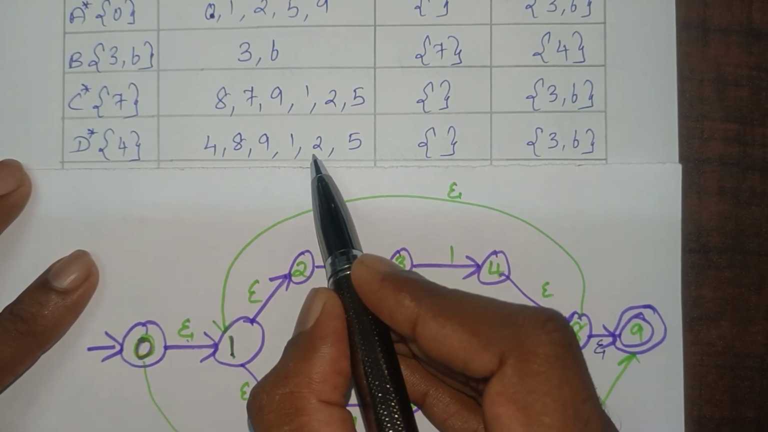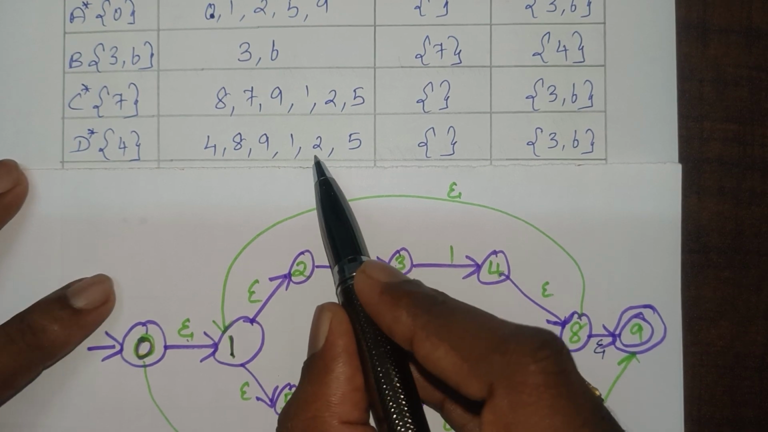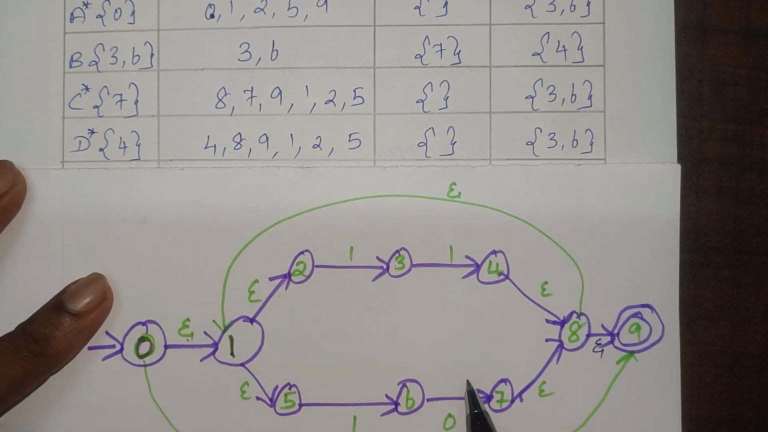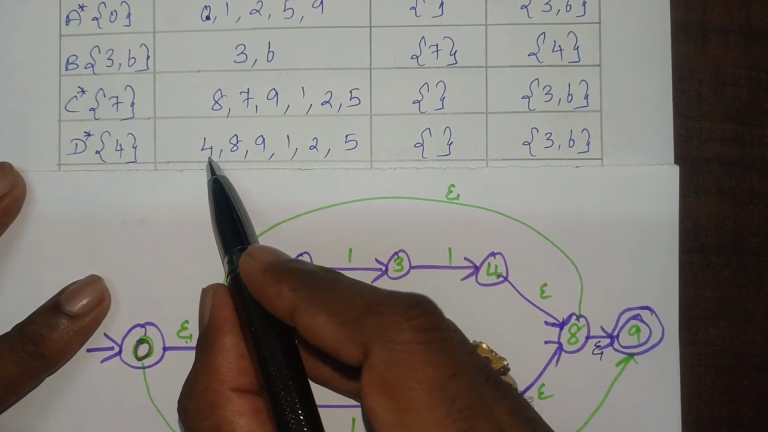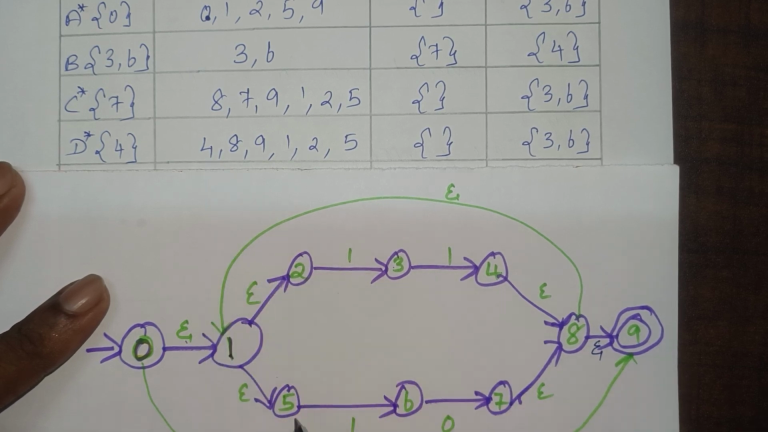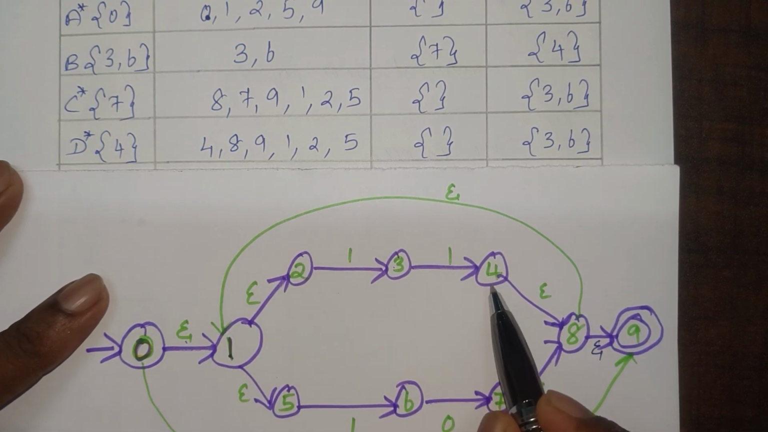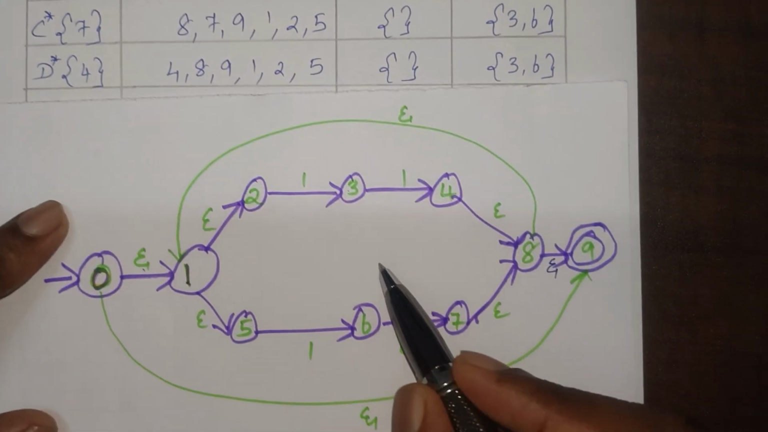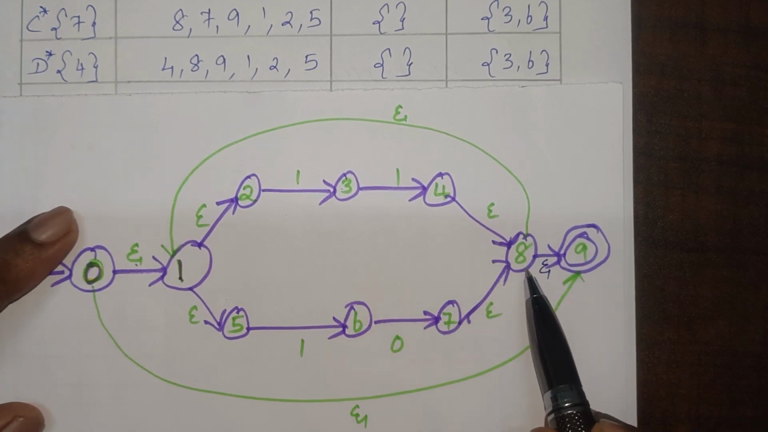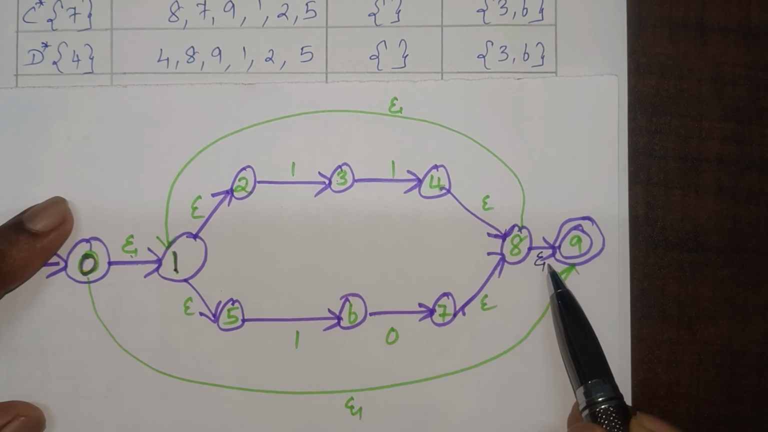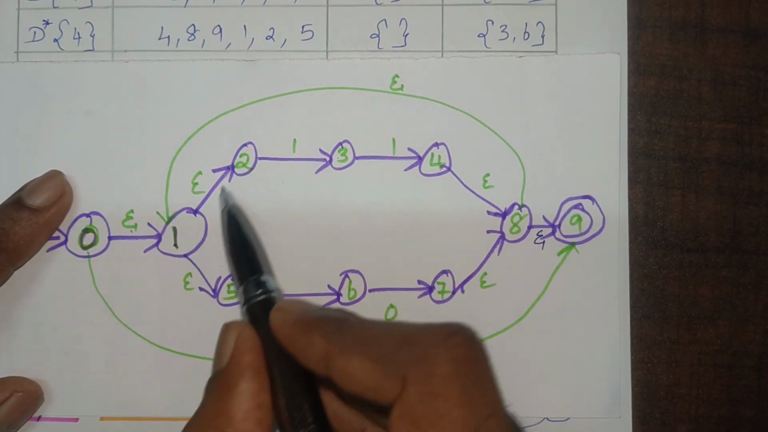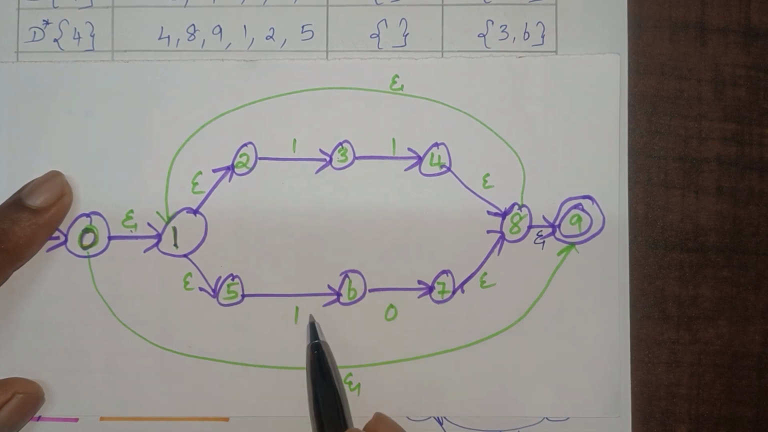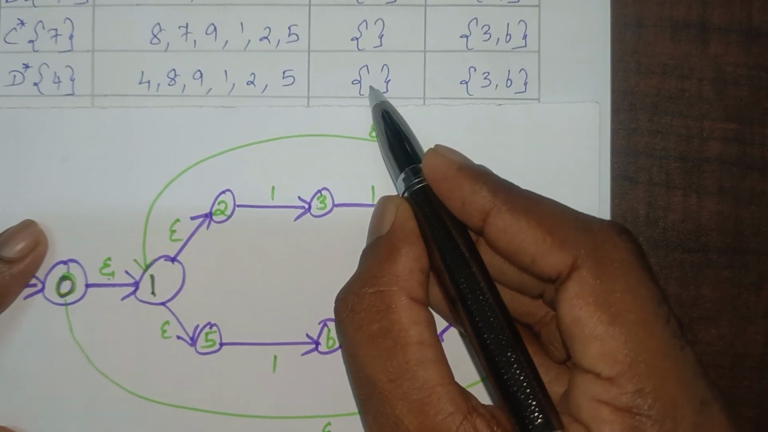4, 8, 9, 1, 2, 5 is y. So we are going to find lambda y of 0 and lambda y of 1 for this particular E closure, right? So now we are taking this 4 and finding whether 4 takes any input called 0 to reach any state. 4 is taking only epsilon, so 4 is not mentioned over here, right? 8 is not taking 0 as an input, 9 is not taking 0, 1 is not taking 0, 2 is not taking 0, and 5 is also not taking 0. So it is an empty set, right?